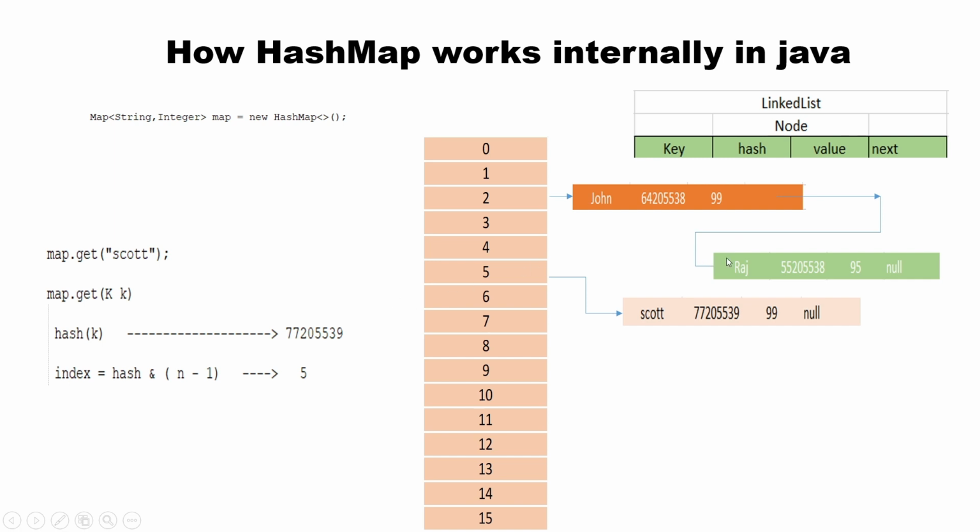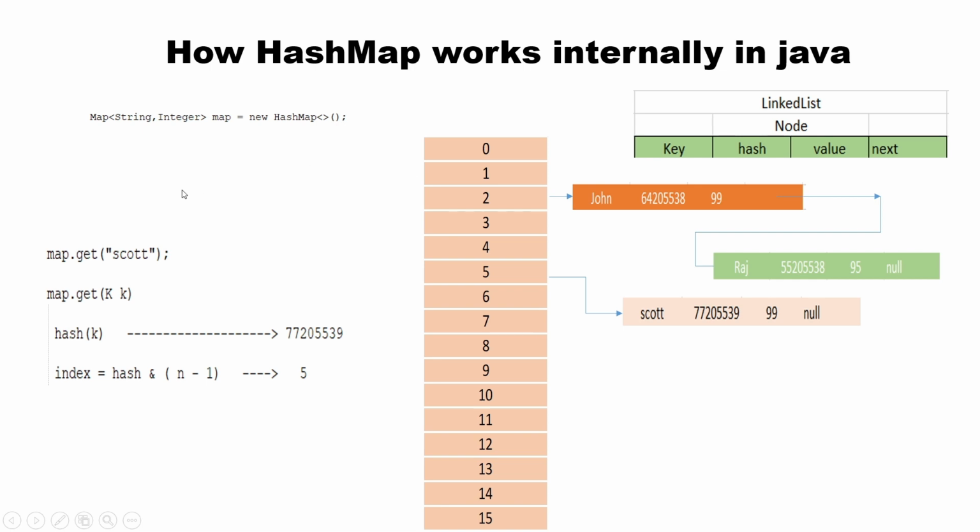You can see the new node is created. The first node is now pointing to the new node, and the key is Raj, the value is 95, and the new hash value is 55205538. The new node is pointing to nothing, so the value is inserted as null for the next pointer. So this is how the put method works basically in Java.